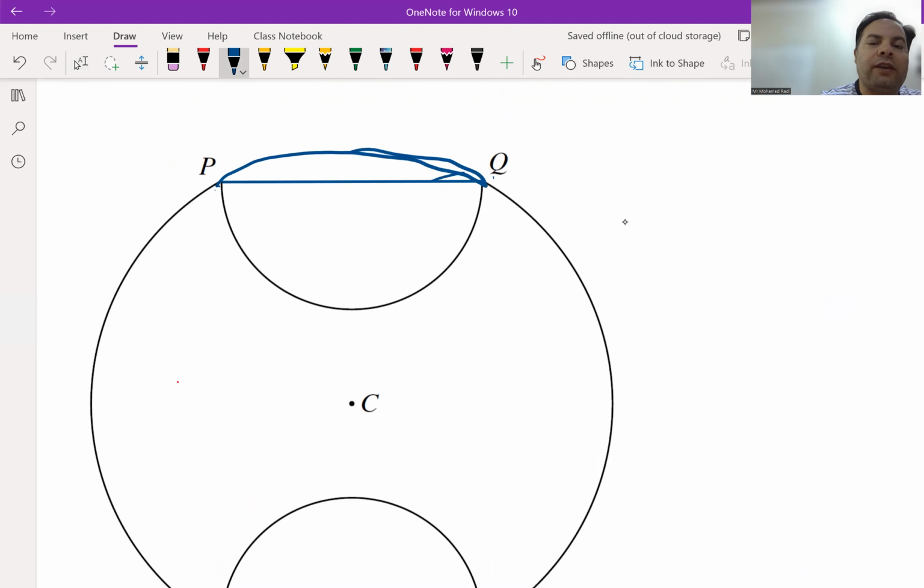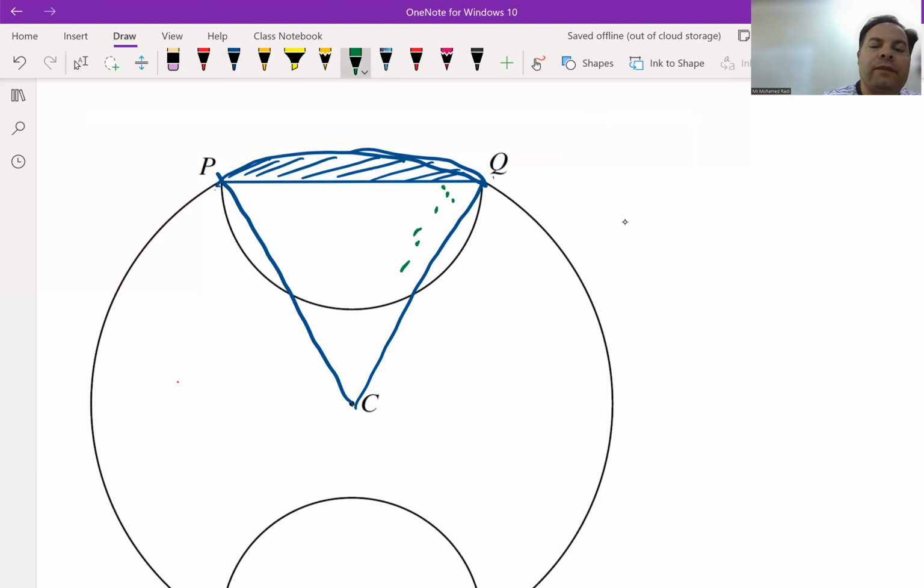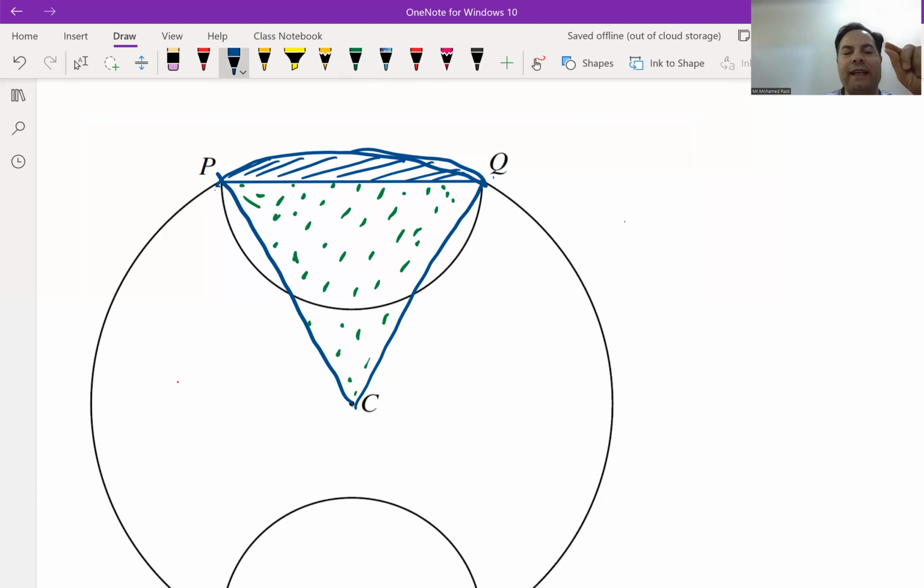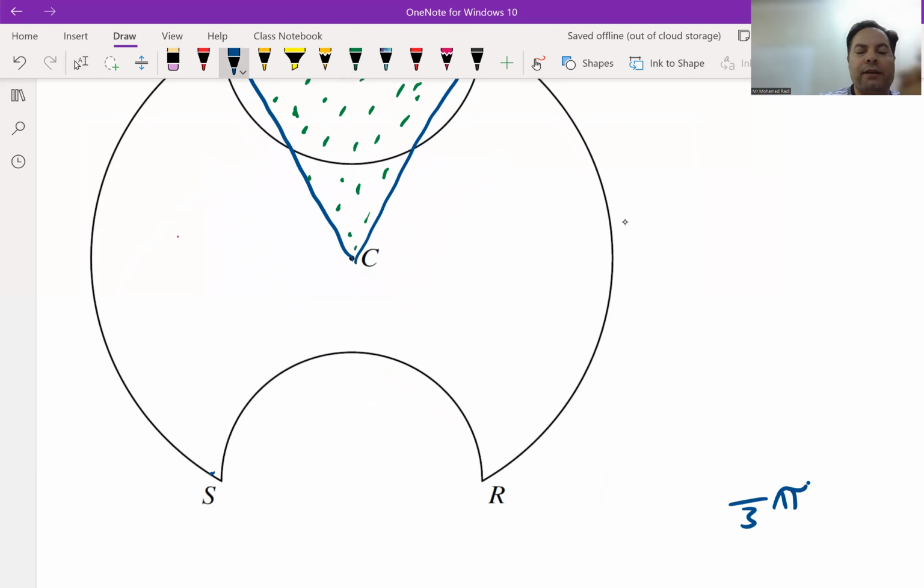How to find the area of this segment? First, find the area of sector minus area of triangle. First, we'll get the area of segment, which is outside segment PQ. Area of sector minus area of triangle. And we'll double it because they are the same. There is another segment to complete the whole circle. How to find this segment? It's identical, exactly the same. Find the area of sector minus area of triangle.